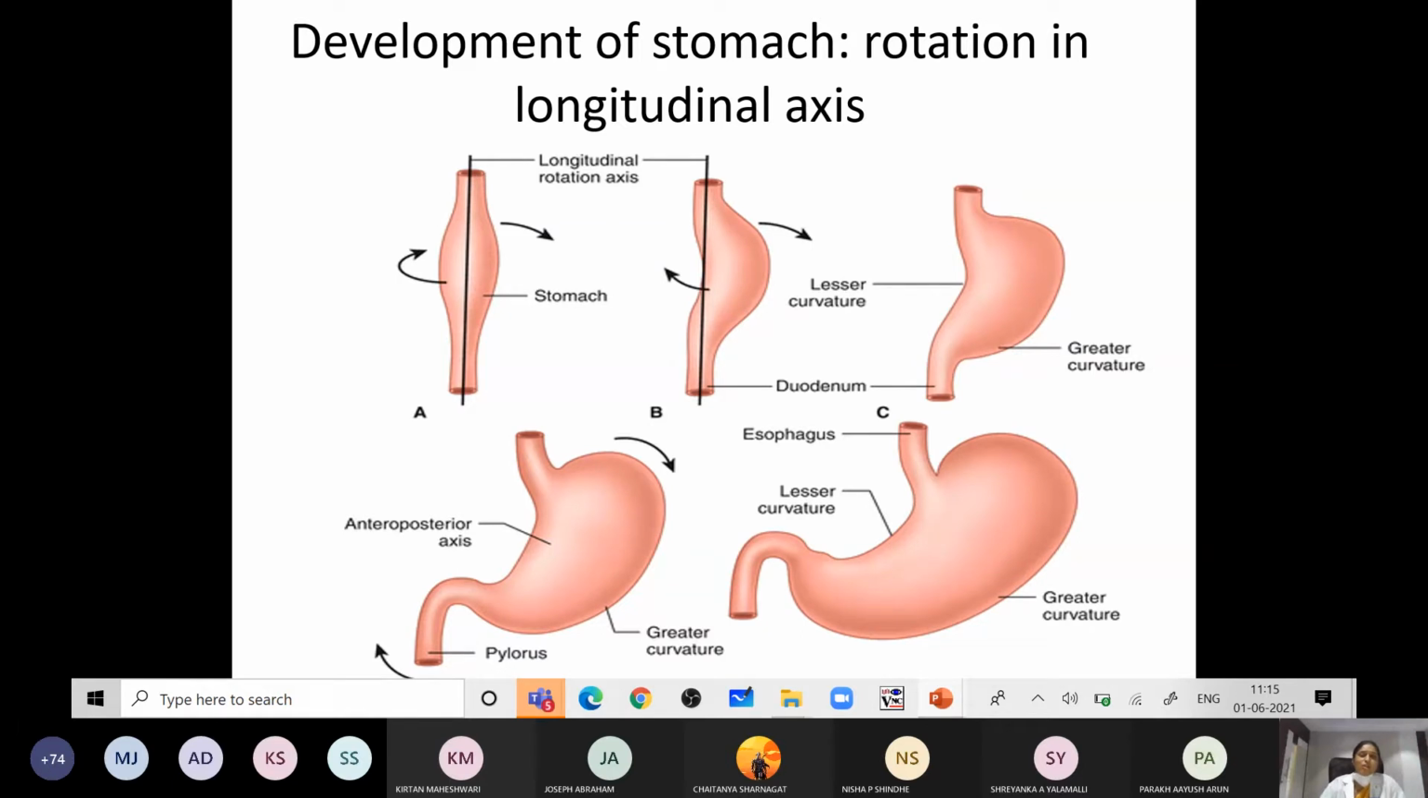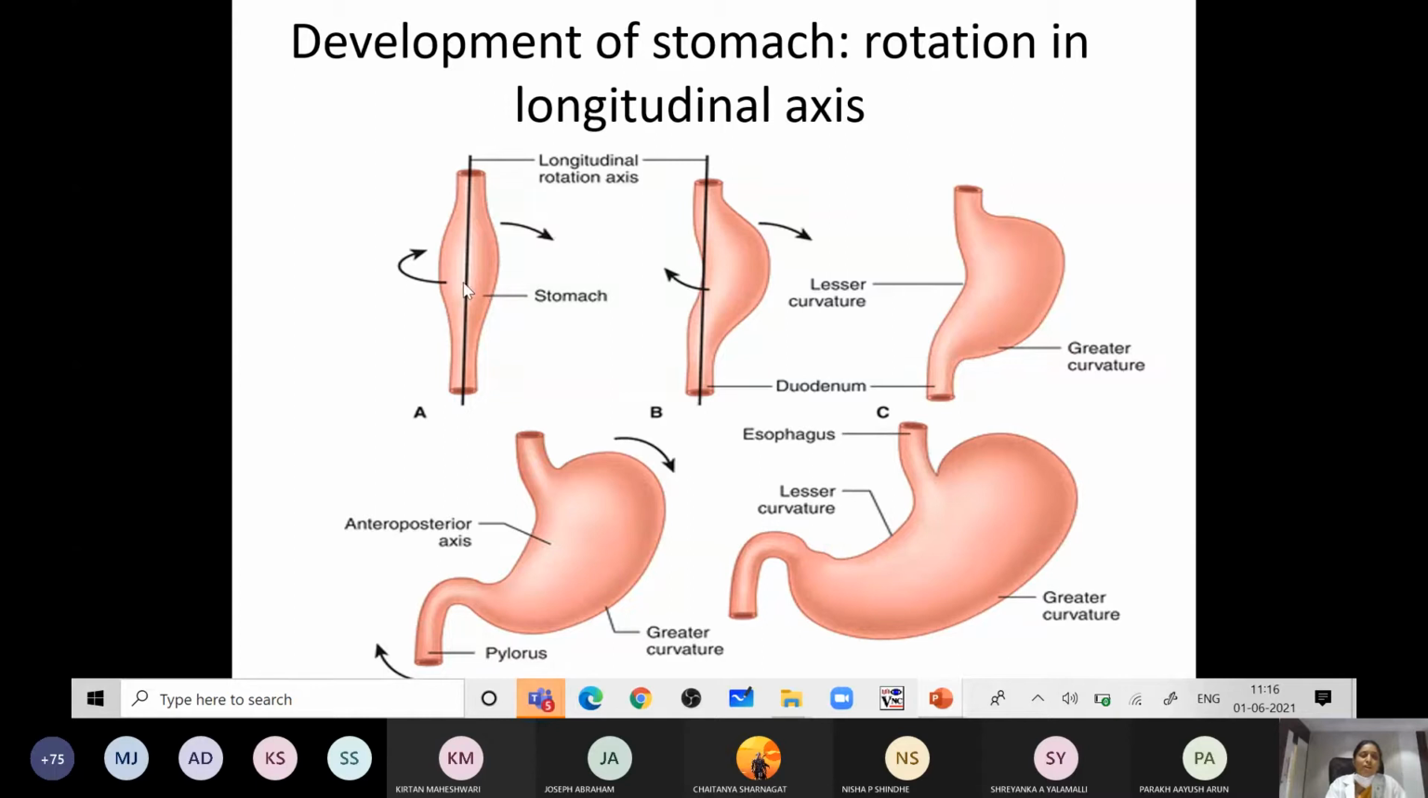Meanwhile, the stomach rotates. That is what is shown in the diagram. Clear? The stomach rotates clockwise 90 degrees. The fusiform dilatation rotates clockwise 90 degrees. So what will happen to the surfaces and the borders now? There was an anterior border, posterior border, a right surface and left surface. This was the right surface, this was the left surface of the fusiform dilatation. This was the anterior border.